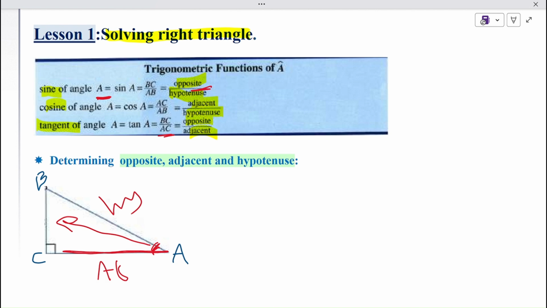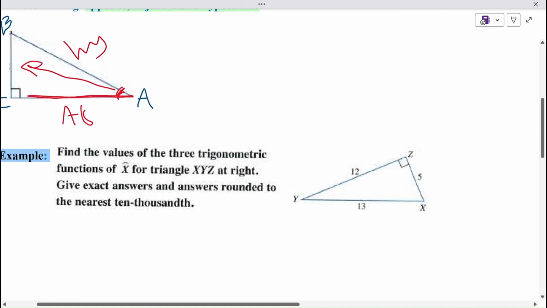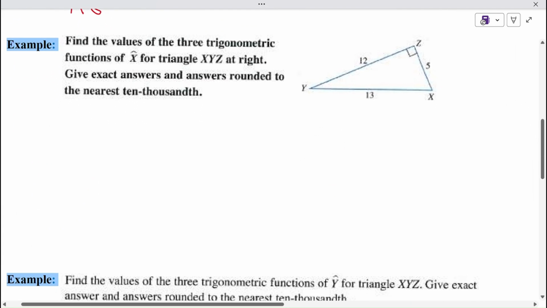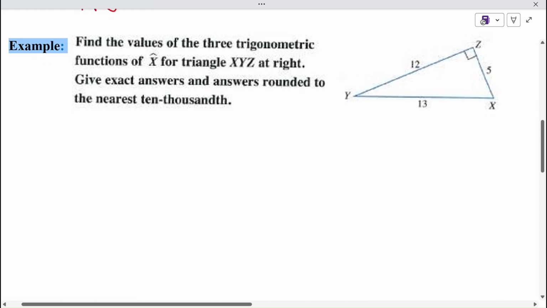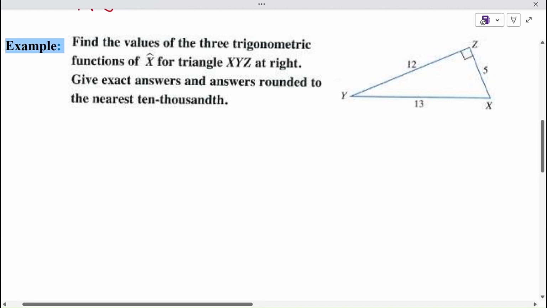Of course, a right triangle. Now, let's solve this example, guys. In this example it says, find the values of the three trigonometric functions of x. Look here, determine the angle x. So, for triangle XYZ at the right, it means this triangle, guys. Give the exact answer and the answer rounded to the nearest ten-thousandth. Find the values of the three trigonometric functions.